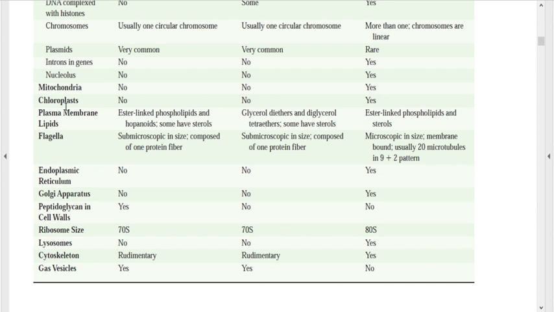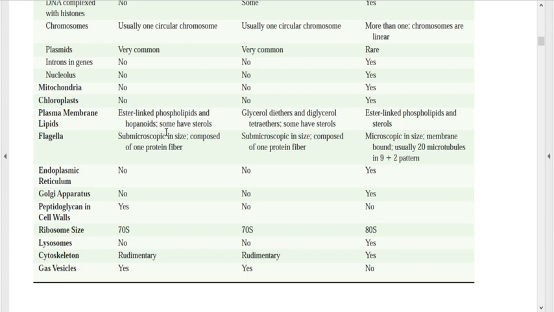Regarding plasma membrane lipids, bacteria have ester-linked phospholipids. At the same time, hopanoids are present. Hopanoids are membrane components involved in regulating membrane fluidity and stability. So hopanoids help the bacteria to withstand any kind of stress. These hopanoids are present in bacteria, and at the same time they are present in plants.